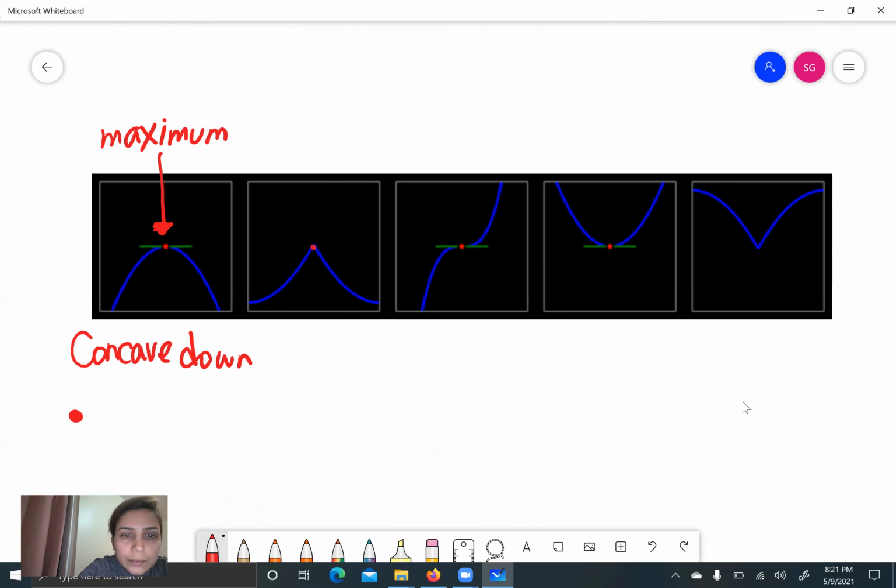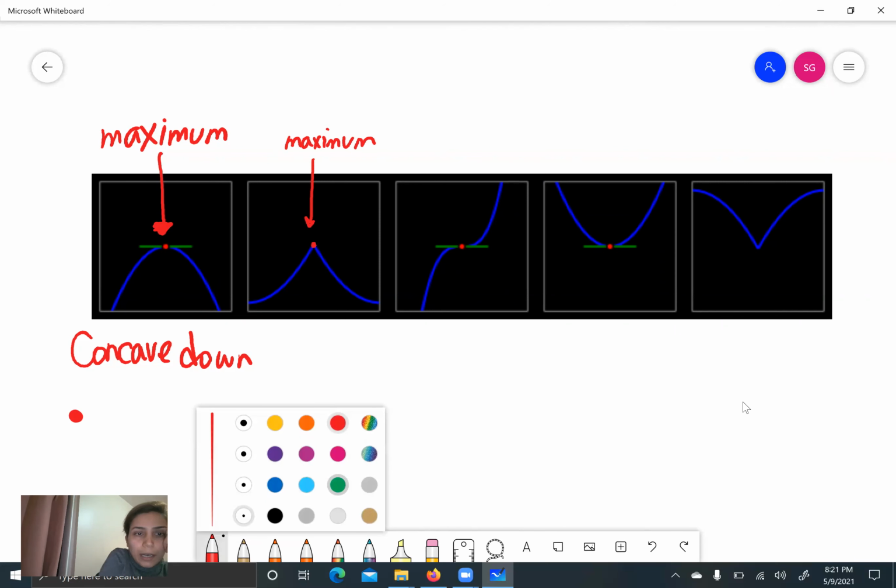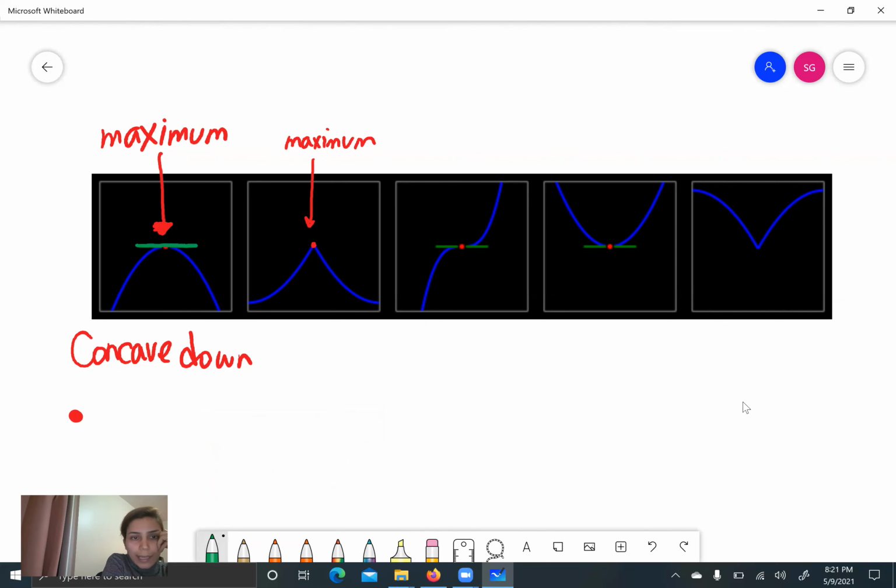And look at this point. Maybe I say it this way. So this is also a maximum. But there is a difference between these two graphs. The difference is that in the first one, we are able to draw the tangent line. You see that? What is the slope of this tangent line? It is 0. So that means the derivative at this point is 0, right?